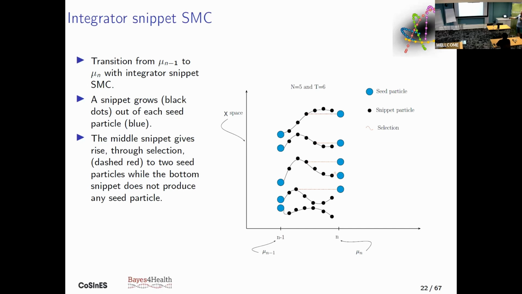And by the way, you see already on this that you're likely to cover the space much better than if you just consider the endpoint. In terms of the competition, for example, this particle had this integrator snippet here, and it gives rise to 2 seed particles. Whereas for this one, no one was interesting and no one survived.